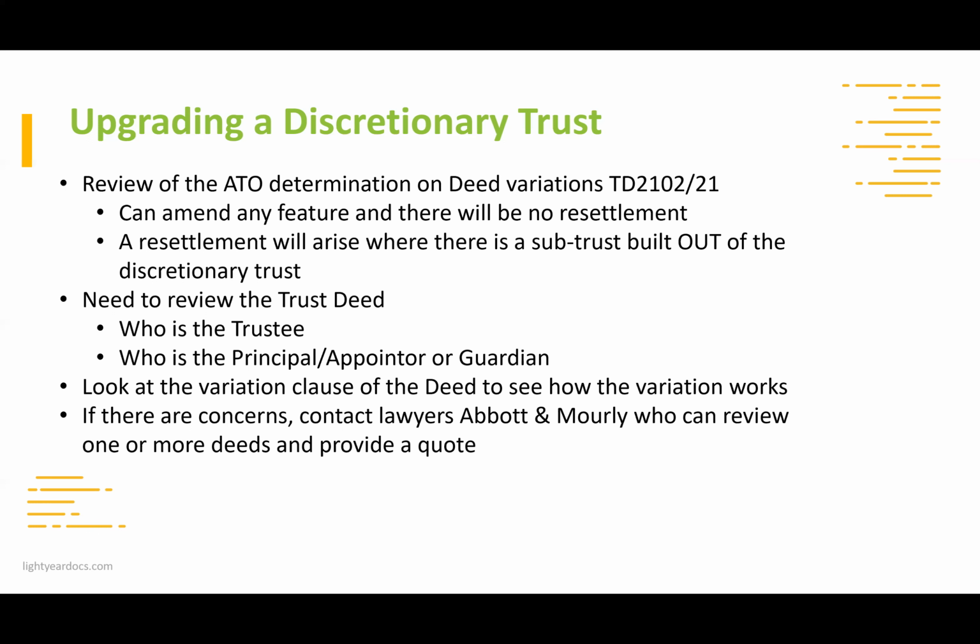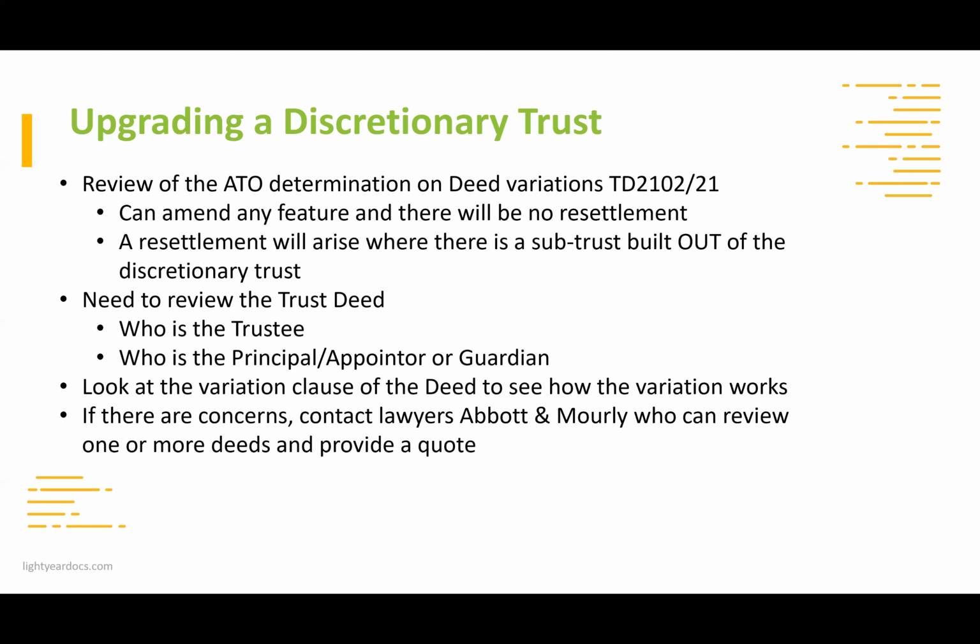There's been a number of issues going down the track where improperly upgraded deeds haven't had the principal appointor's consent, and the principal appointor has complained. So it's best to get everyone's consent, maybe even the principal beneficiary. So it's important to get the deed out, look at the variation clause, which I'll do in a second, and see how the variation works.